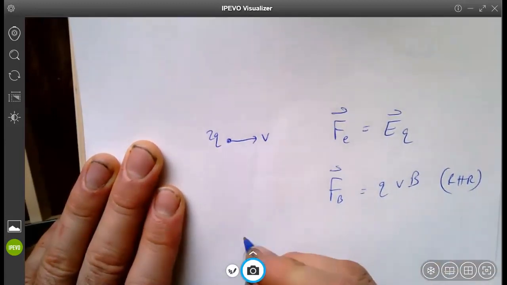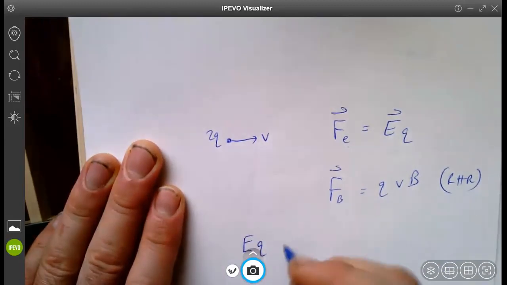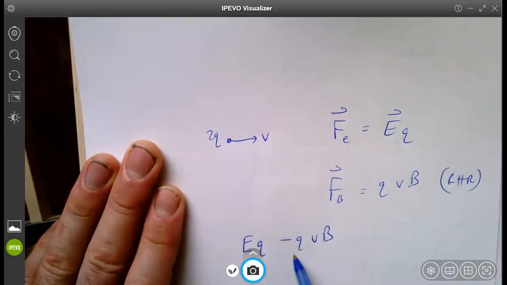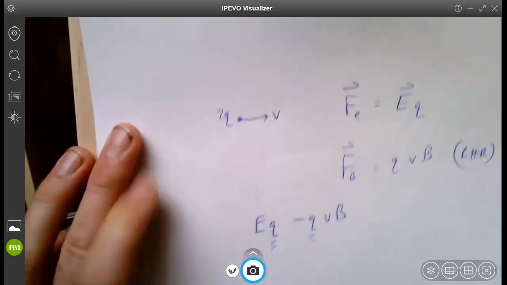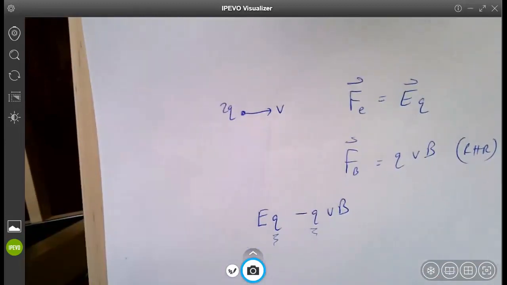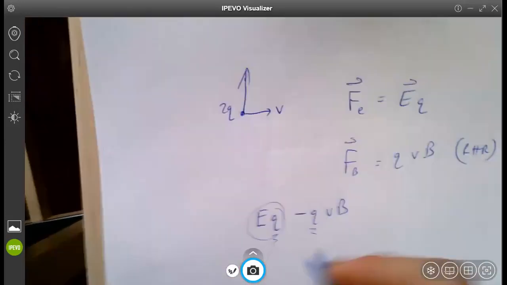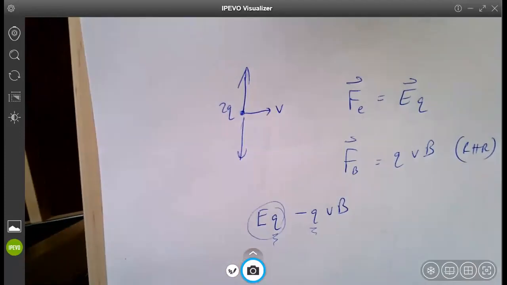We notice that in EQ minus QVB, there's a Q in both of those. And so if I make the charge twice as much, well, the force from the electric field will be twice as much, but also the force from the magnetic field is also going to be twice as much. So in that case, if we just change the charge alone, we would not see any difference in the motion, and that particle would continue going along in a straight line.